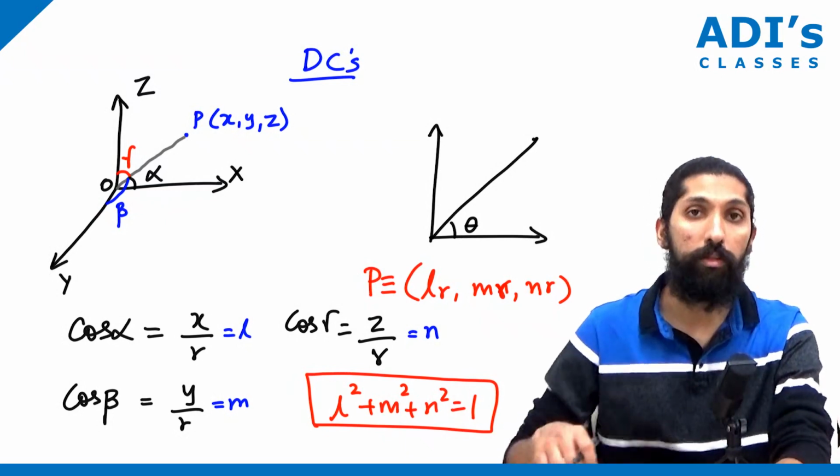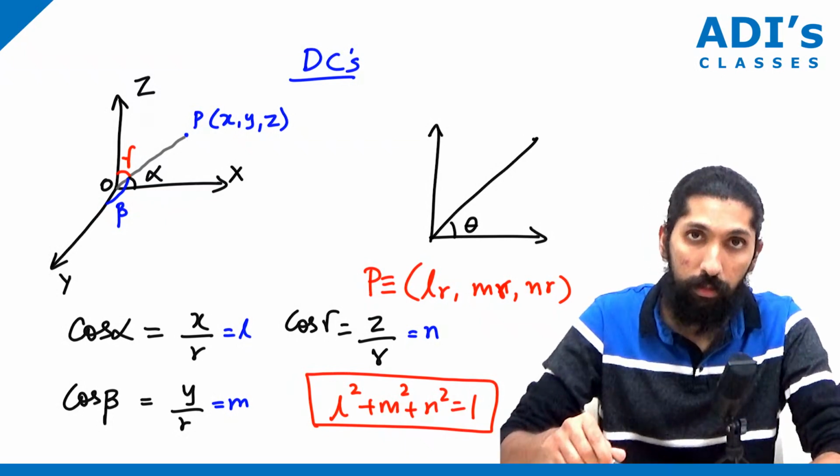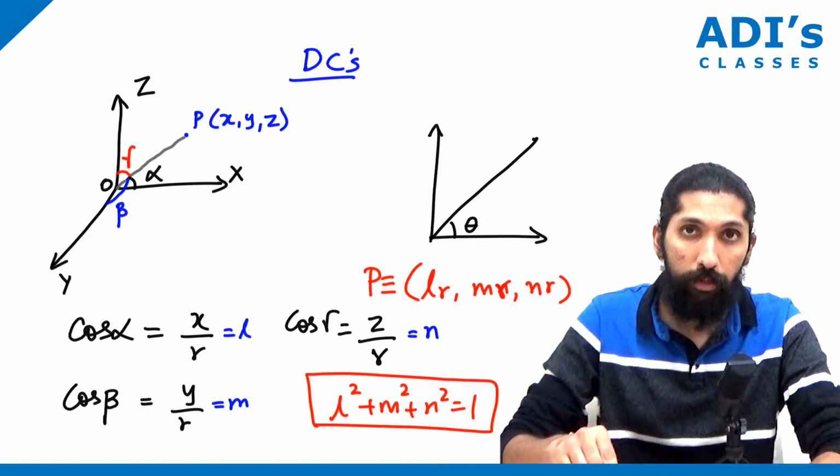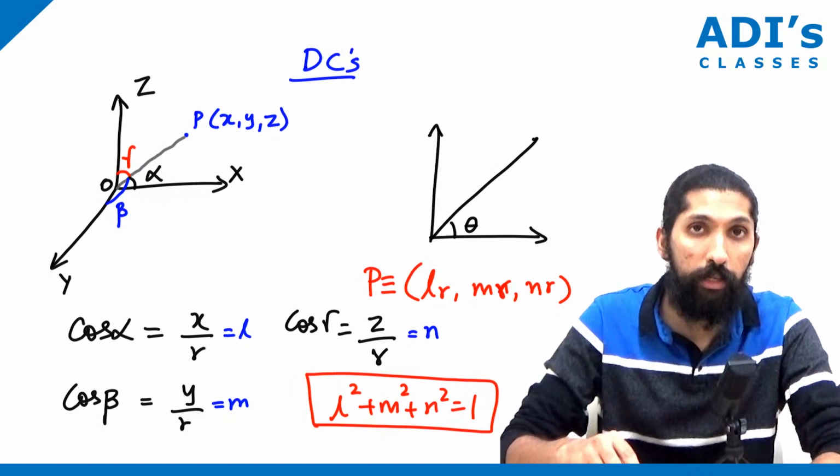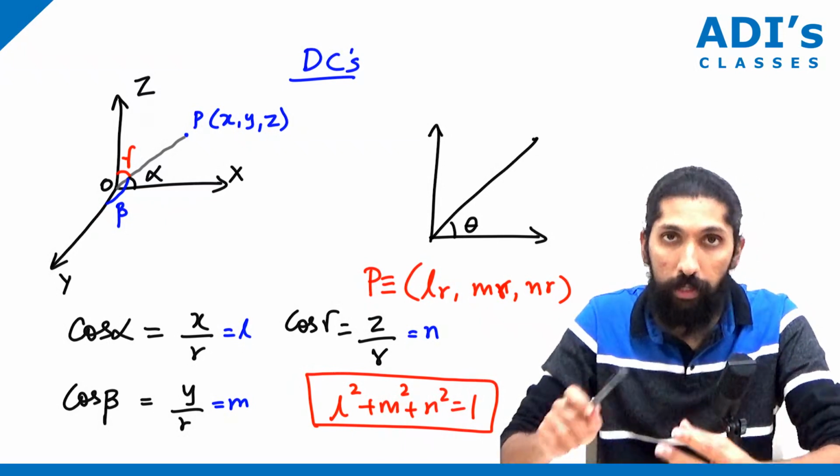Clear? So this is basically direction cosine. Now, in the next video, we are going to understand a few problems and a few topics related to the cross product and direction cosines.